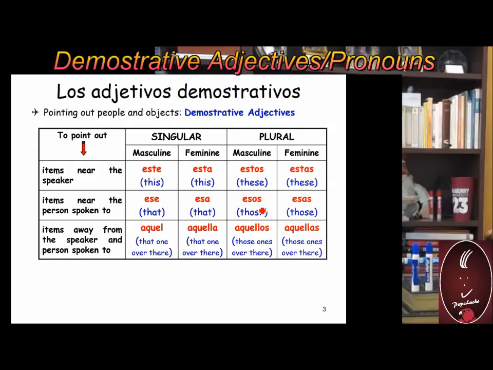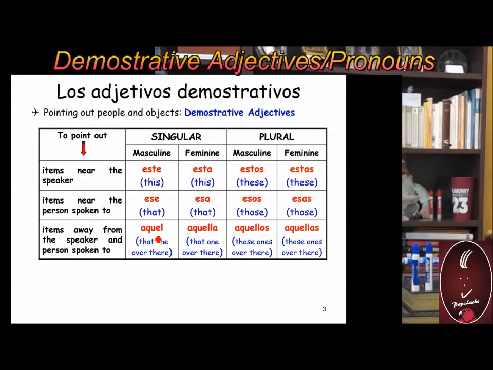I will use these demonstrative adjectives that agree in gender and number with the noun that I am pointing. If I have a feminine noun, I will make sure to agree in gender and number. I will use esa and esas. I use the second group because those items are close to the person that I'm talking to.